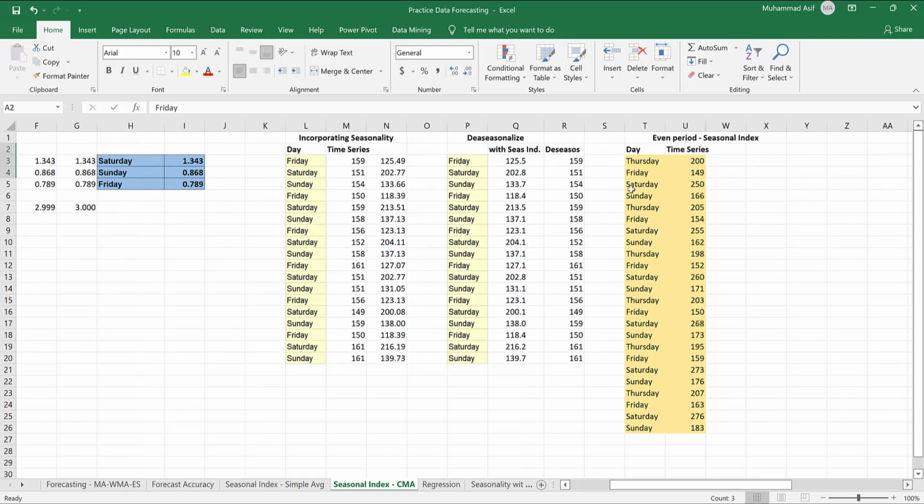Now for instance, let's say here we have 4 seasons: Thursday, Friday, Saturday, Sunday, and then the same seasons are repeated. So first of all, let's calculate the moving average, and because this is a 4 period moving average, we have to use 4 periods, which is equal to the average of these 4 seasons, 4 periods.